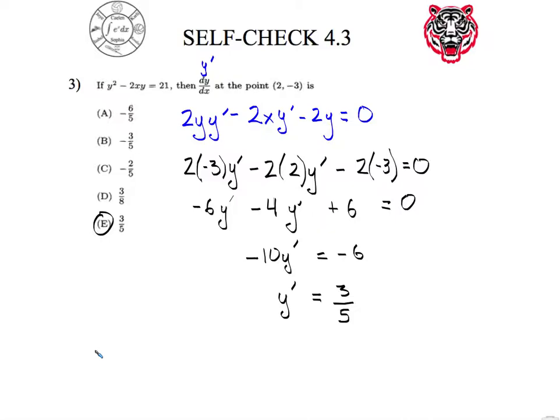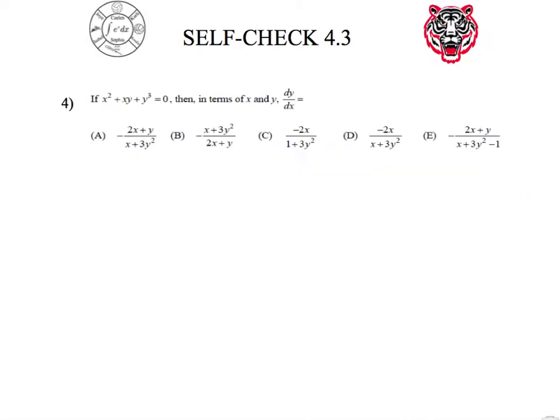All right, number 4. This is our equation. dy dx, again, this is just finding y prime. Someone do this for us. So 2x, plus x y prime, x y prime times y, plus y, plus 3y y prime.